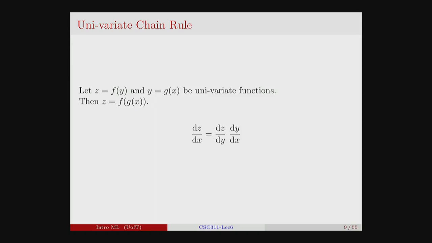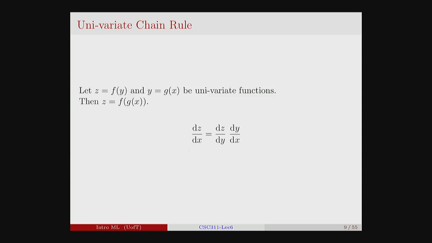So the first rule we'll need to make use of here is the univariate chain rule. Let z equal f of y and y equal g of x be some set of univariate functions. And so we can compactly write down z as a composition, f of g of x. So all this is saying is that instead of first computing y and then computing z, you can write z down compactly. But this representation means if you were to take derivatives of f with respect to x, you'd have to apply the univariate chain rule.